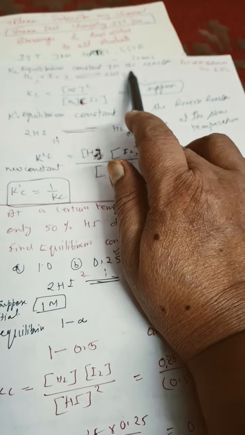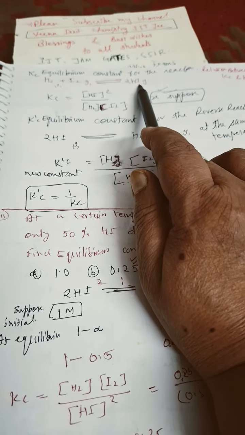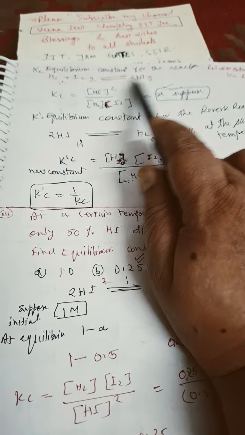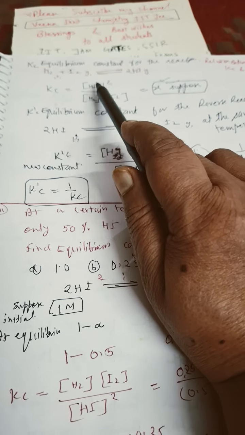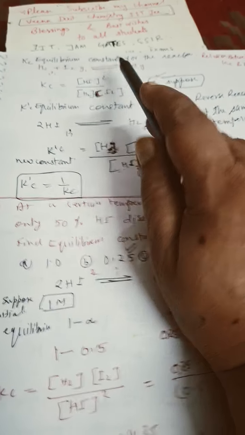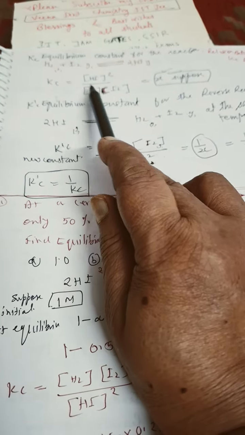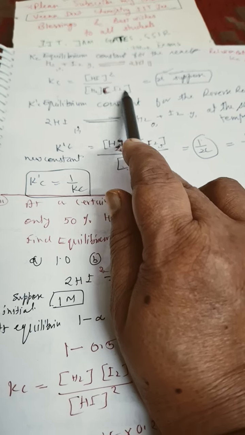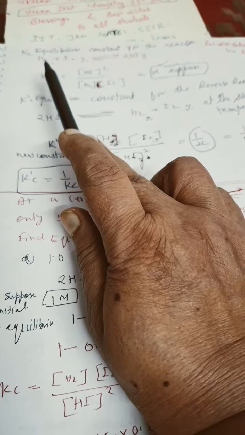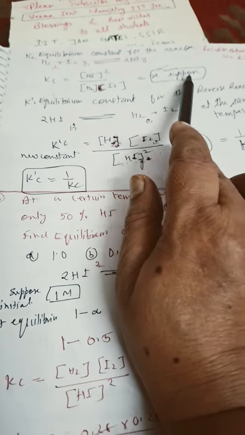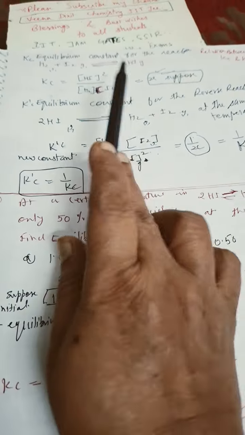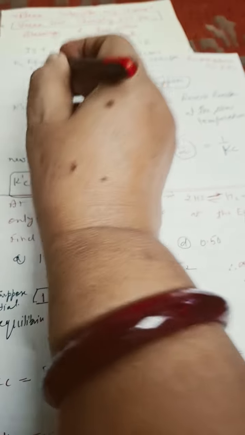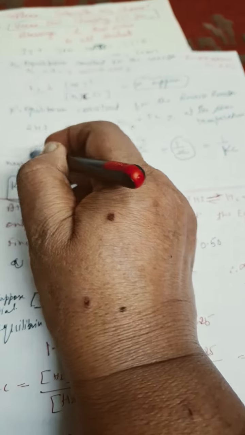Kc, the equilibrium constant for the reaction H2 plus I2 gives twice of HI. We write this expression as Kc is equal to the molar concentration of HI squared divided by the product of the molar concentrations of hydrogen and iodine, H2 and I2. Okay, so this is Kc. Suppose it is X. Now we have to write the reverse reaction of it and find the relationship between Kc and K-C.